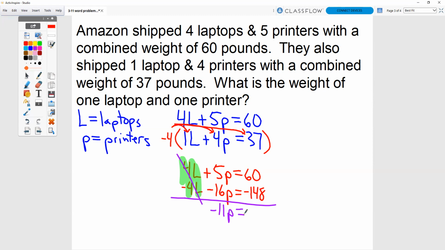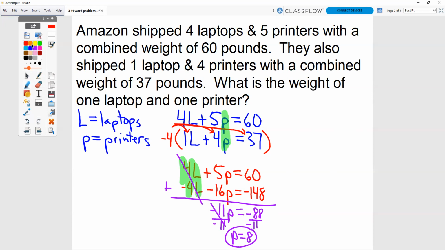60 plus -148 is -88. This is just a one-step equation now, so divide by -11, divide by -11. These -11s cancel out, so I get that P, the weight of one printer, is 8 pounds. Now I have my choice. I can take that 8 and I can sub it into here or here for P.